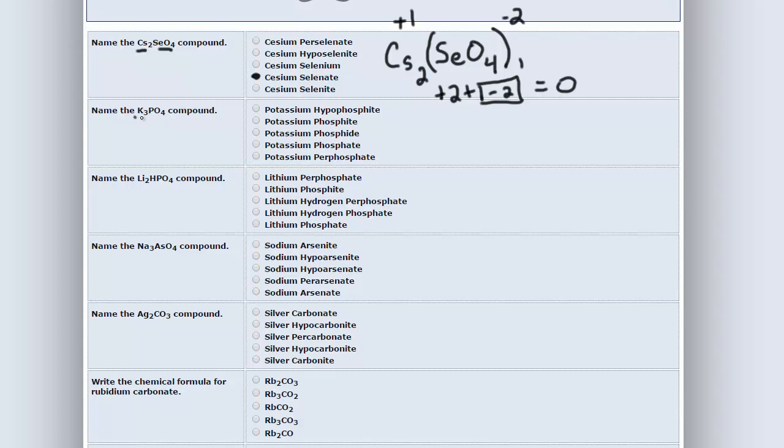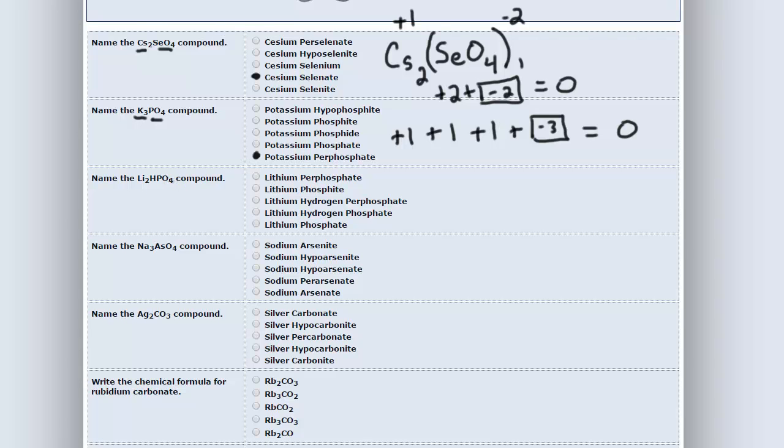K3PO4. K is potassium, PO4 is phosphate, so we have potassium phosphate. Can you see the math equation? Potassium is a +1. And how many potassiums do we have? We have 3 of them, so I have to write it down 3 times. We have to get 0. So what number can be added to this to get 0, and that's -3. So guess what this phosphate has a charge of? You guessed it, -3.